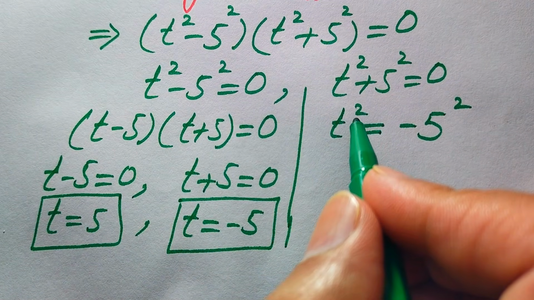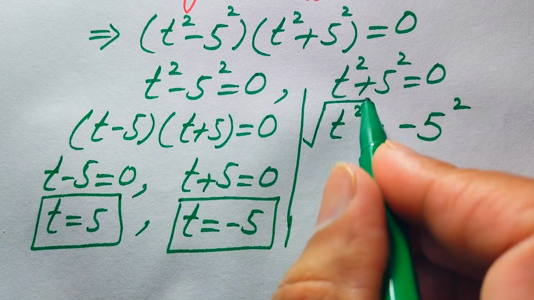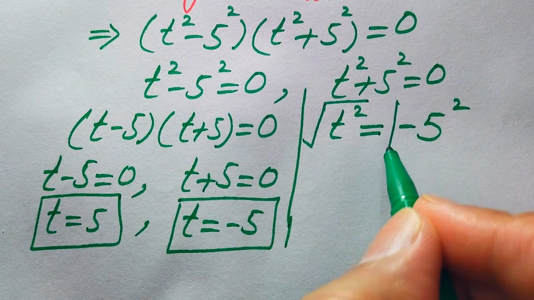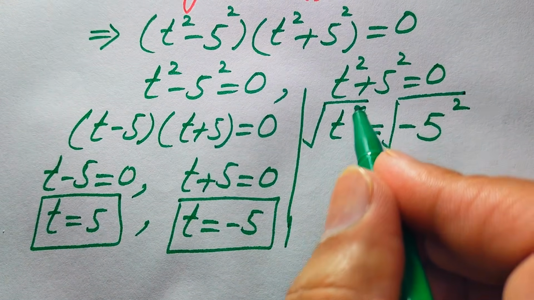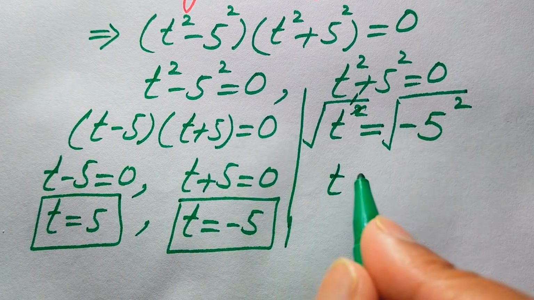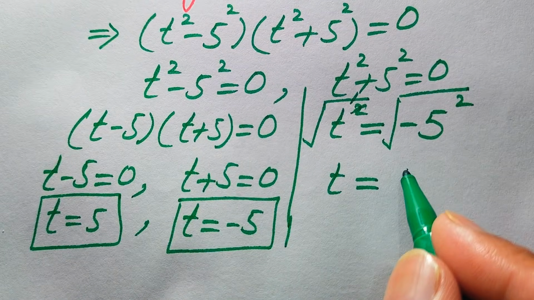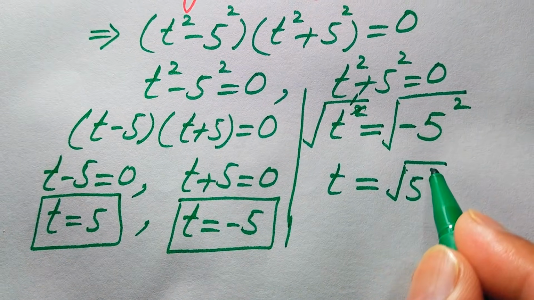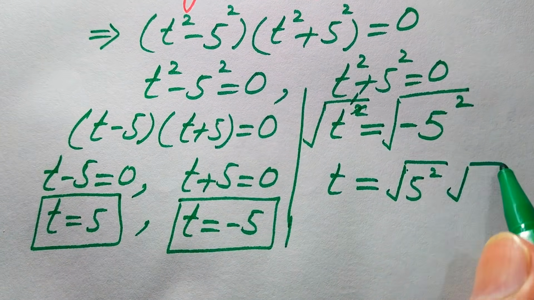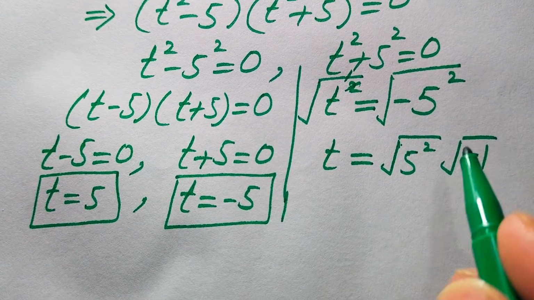So for this we need to remove this square sign from here, and when we remove the square sign it means that we apply square root on both of the sides. So this 2 and this square root are gone, and we get t is equal to, here we apply the square root separately on both of these two values, and it will be written as square root of 5 square into square root of minus 1.